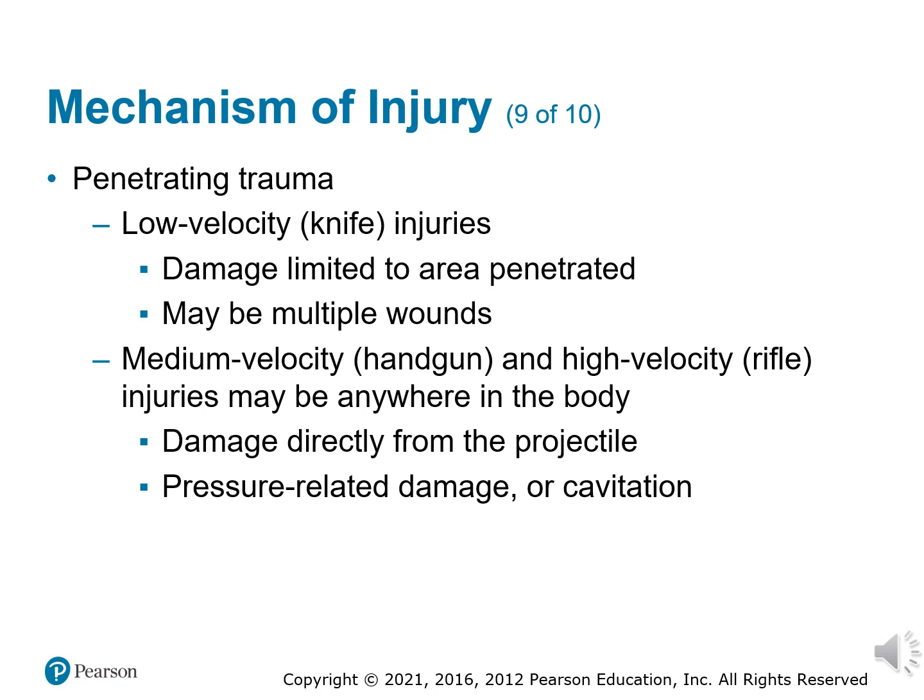All right, so you have low velocity, or what we consider knife injuries. Damage is typically limited to the penetrated area, but may be multiple wounds. Then you have the medium velocity, or a handgun, or a high velocity, which is the rifle, injuries that may be anywhere in the body. So damage directly from the projectile can be a big issue, and pressure related damage or cavitation.